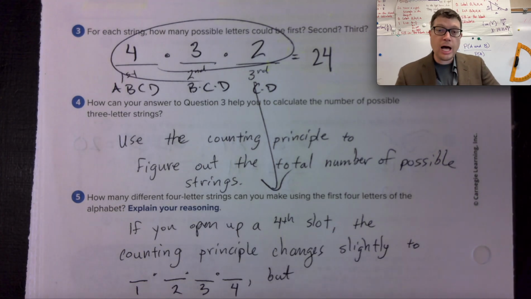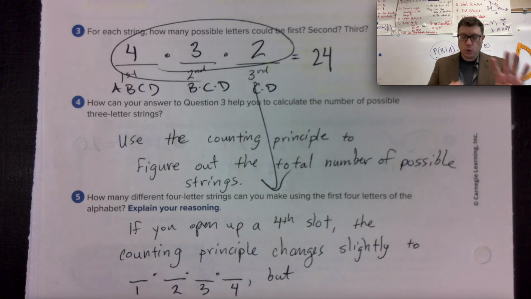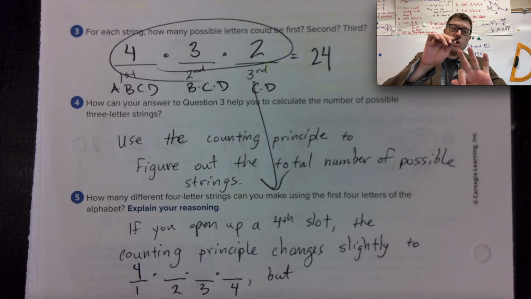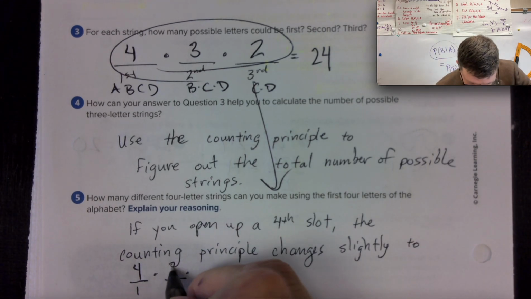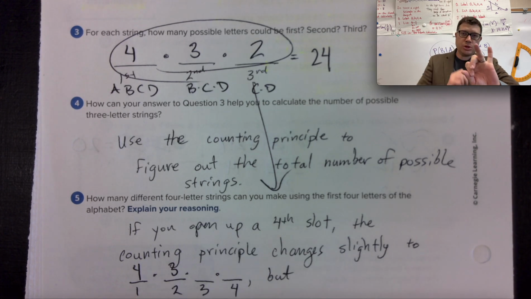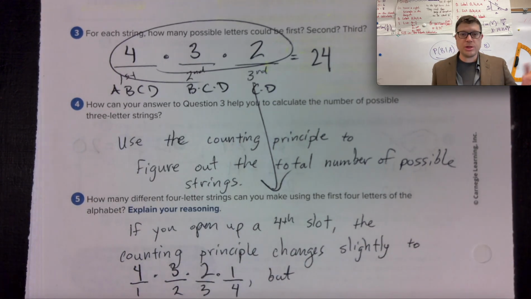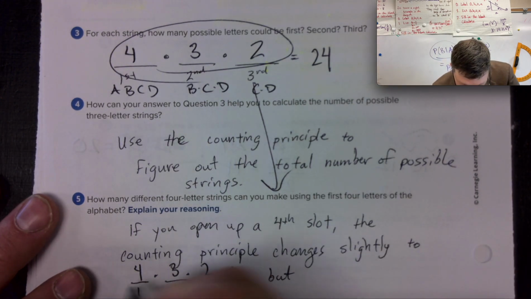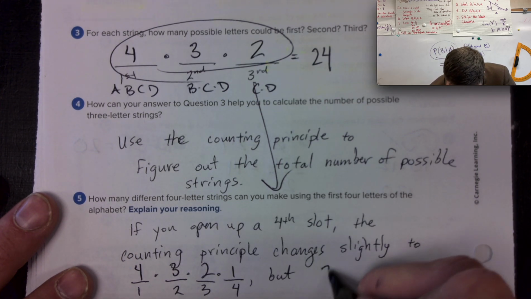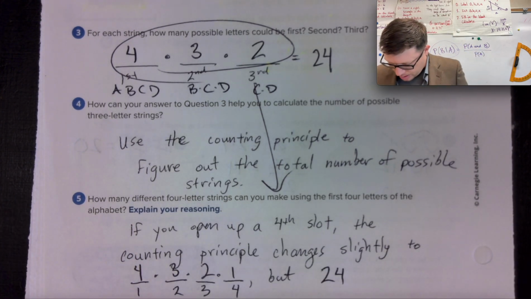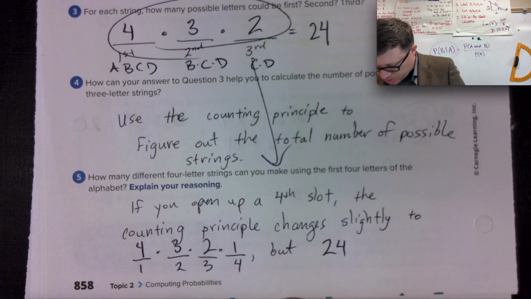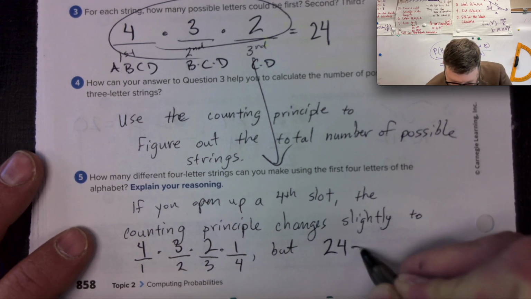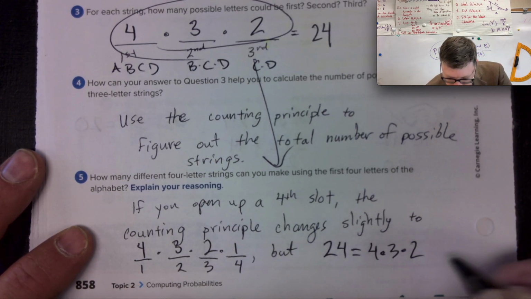In the first slot, you still have A, B, C, D choices. So 4. But after you pick one, now you have only 3 choices left. And then when you pick another, you have just 2 choices left. And then last of all, you're left with the last and final choice. This math is the exact same as the other numbers from up above. So it's 24. If you open up a 4th slot, the counting principle changes slightly, but this is the same as 4 times 3 times 2, which is the other one.